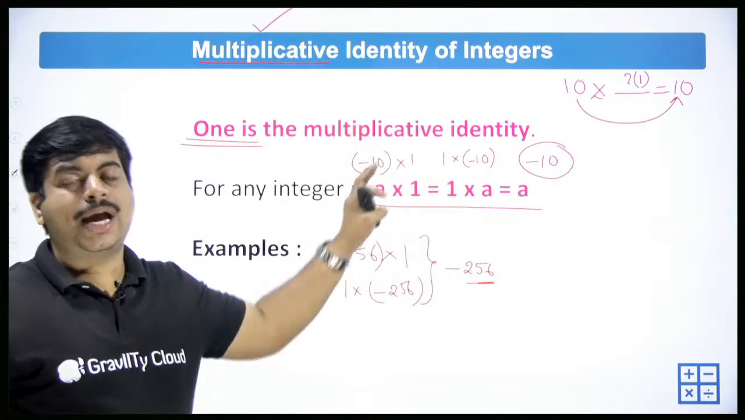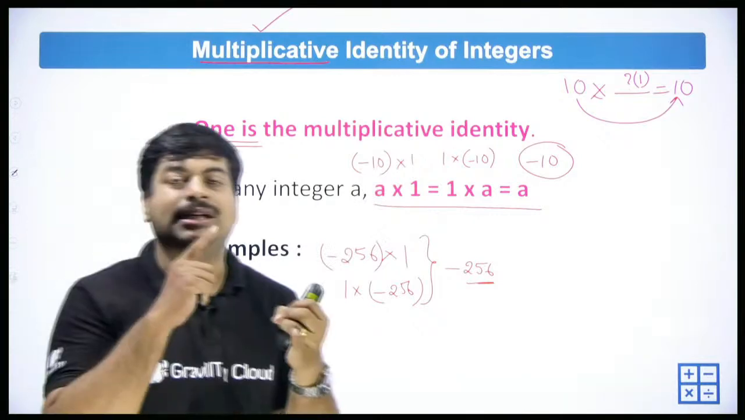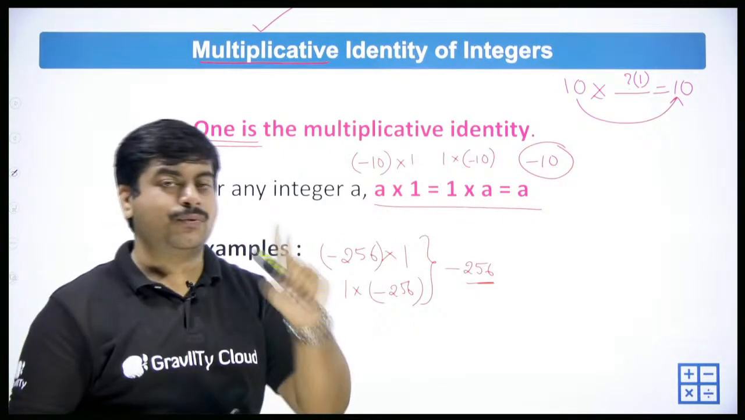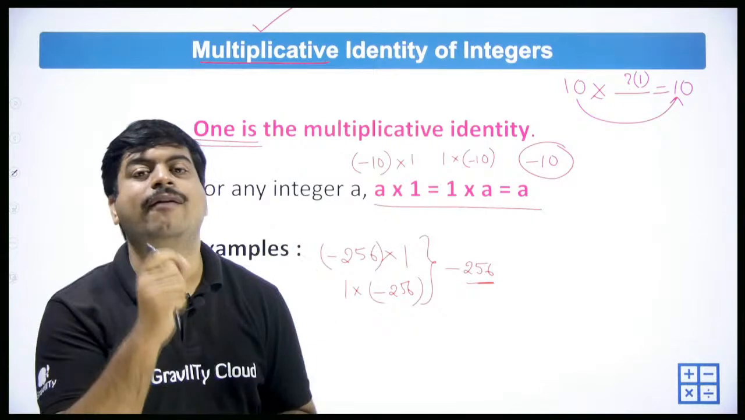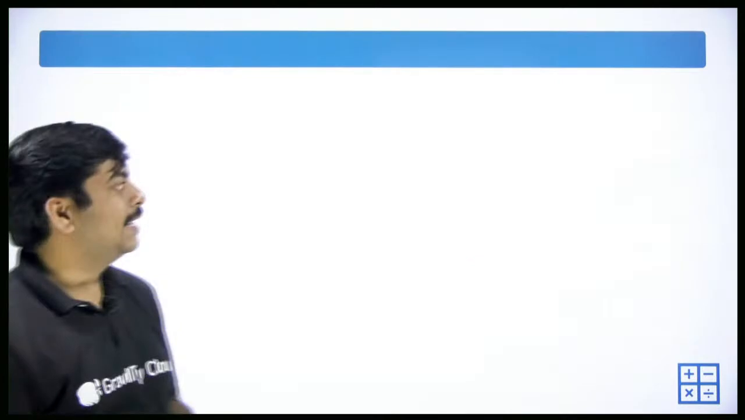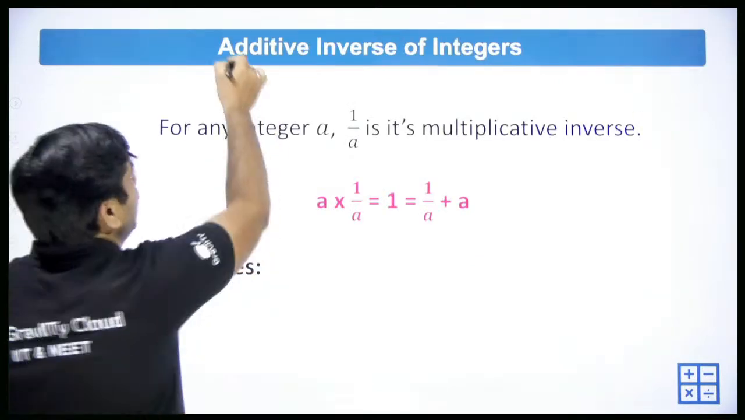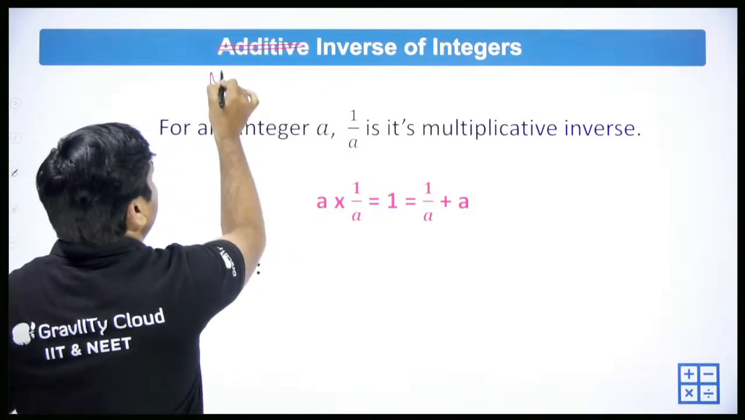We discussed additive identity, which is 0, additive inverse, which for A is minus A, and multiplicative identity, which is 1. In the same way, we have the next thing called the multiplicative inverse. Okay, before that we have additive inverse. I'm so sorry, this is not additive inverse. This is the multiplicative inverse.